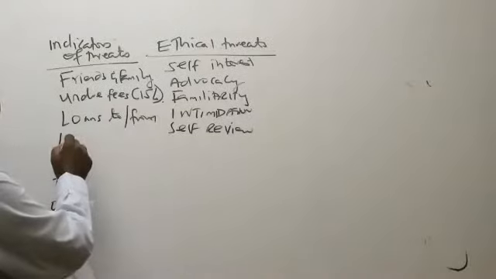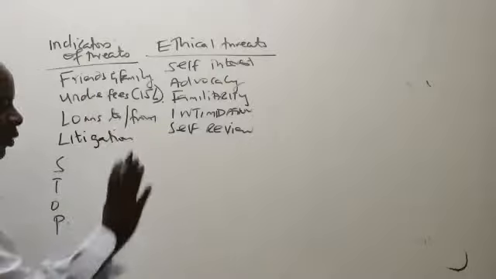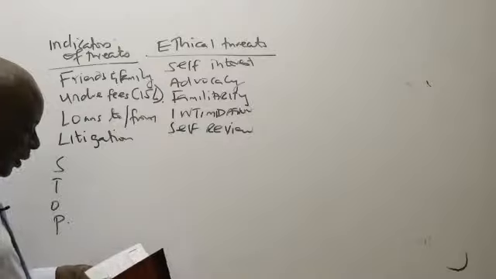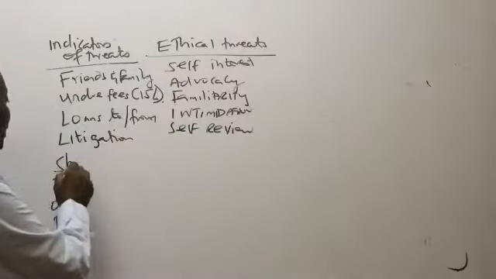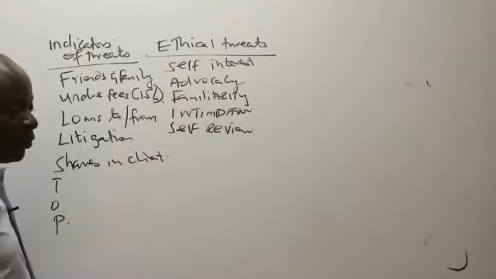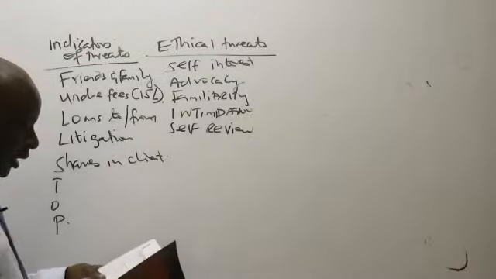Then we have this other L for litigation. Once you are in court with the client, that is an international disaster, and the relationship has ended. Then we have shares in the client company. Of course, that means you'll be having a self-interest in that company, shares in the client company.